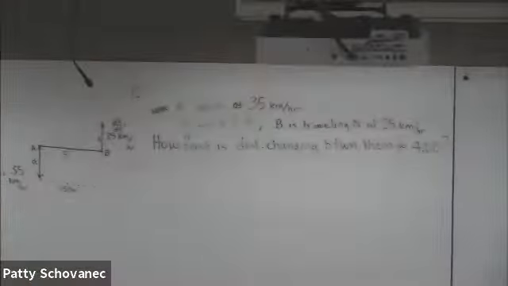Okay, so here's a rough drawing of problem 12. At noon, the two ships are 150 kilometers apart. A is west of B. A is heading south at 35 kilometers per hour. B is heading north at 25 kilometers per hour. And we're trying to find how fast the distance between them is changing.